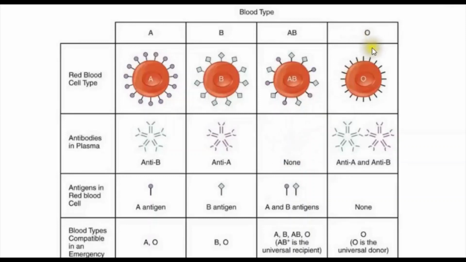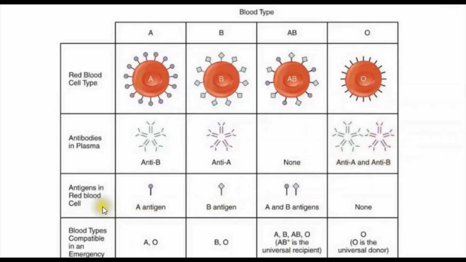Then the third group is the O blood group, O blood group individuals. Antigen A and B are absent. There are no antigens on the surface of the RBC. Then antibodies in plasma: in the plasma, antibody A and antibody B both are present. There is no antigen, but both the antibodies are present in the blood plasma.